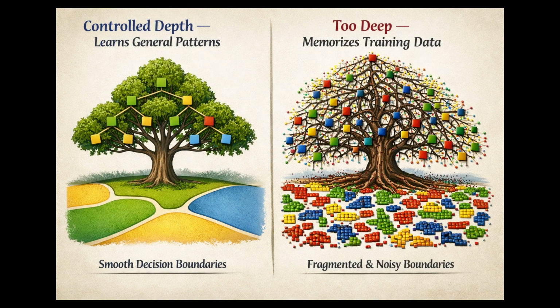However, this also highlights the main risk of decision trees. If the tree is allowed to grow too deep, it will begin to memorize the training data instead of learning general patterns. That is why parameters like maximum depth are used to control model complexity and improve generalization.